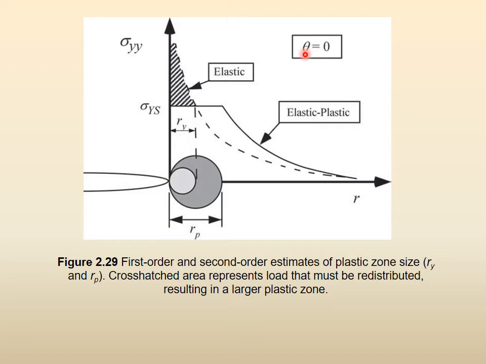Right, at theta is equal to 0, of course. So first order and second order estimates of the plastic zone size Ry and Rp. The cross hatched area represents load that must be redistributed, resulting in a larger plastic zone, right? This is because of plasticity, otherwise this area is the purely elastic area. So we have done the Irwin correction first order and the Irwin correction second order, and we are trying to explain here in this figure the LEFM, the first correction to LEFM by Irwin, the second correction to LEFM by Irwin, right? So all those are schematically there, and it is a pretty nice schematic way to understand how the equations behave.